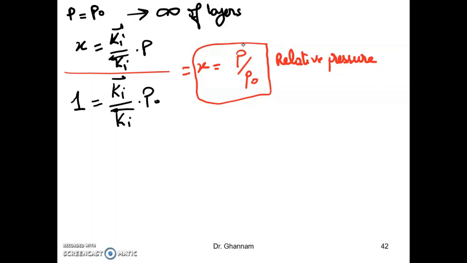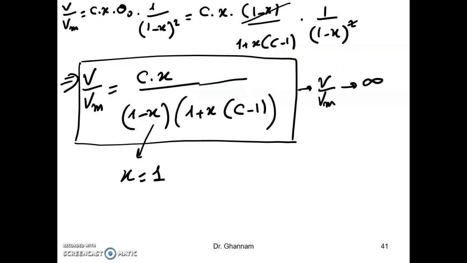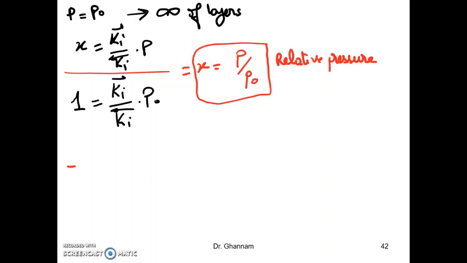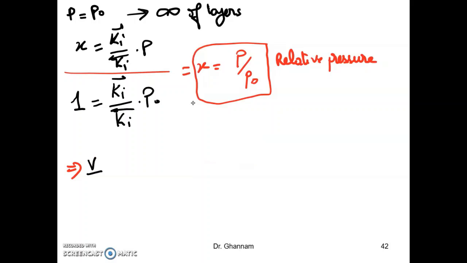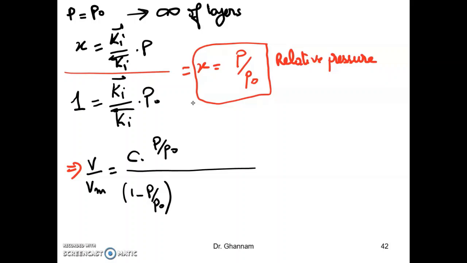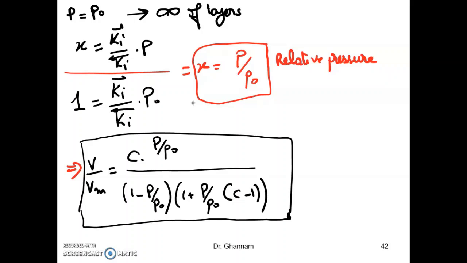Now if we replace x by its value in the V over Vm formula, V over Vm will be equal to C times P over P0, divided by (1 minus P over P0) times (1 plus (P over P0)(C minus 1)). So here we have the relation between the coverage V over Vm as a function of P over P0.